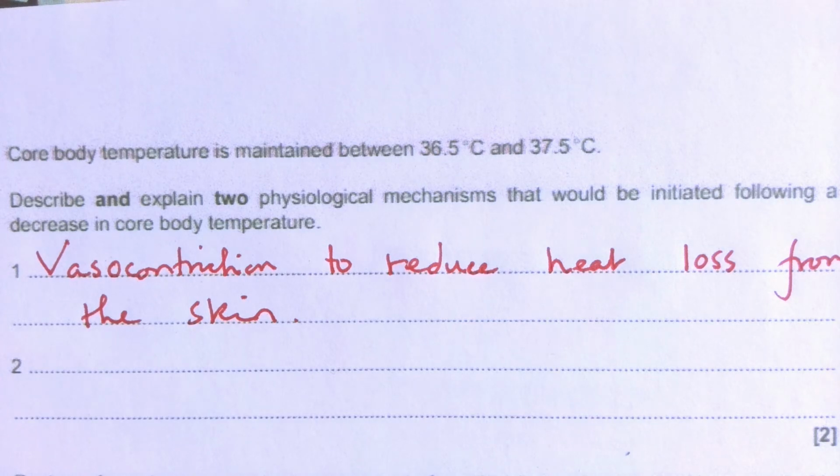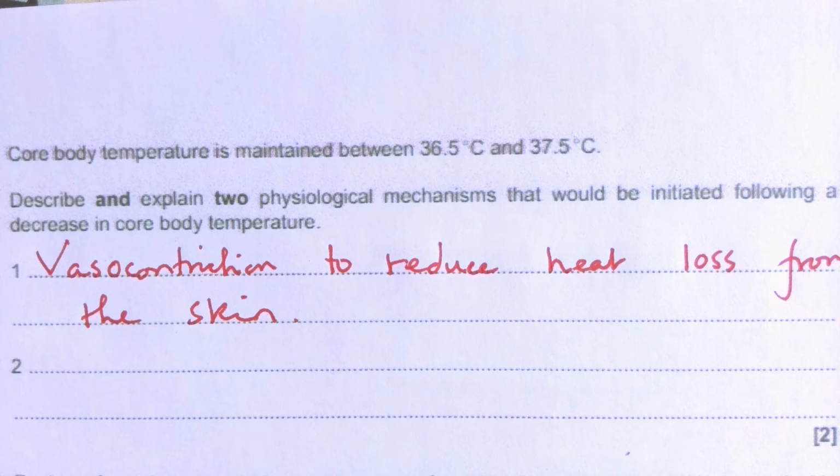Now second, we could write shivering. I'm not going to do shivering. If you put shivering, the explanation would be to generate heat. And if you want to say from respiration, that'd be fine. So the second one could be shivering to generate heat from respiration. If you put that, then that's worth a mark.